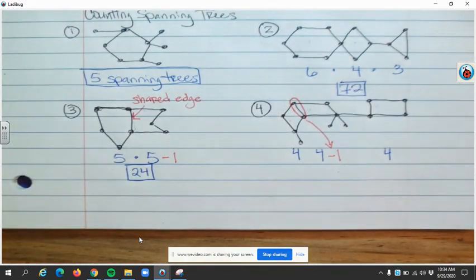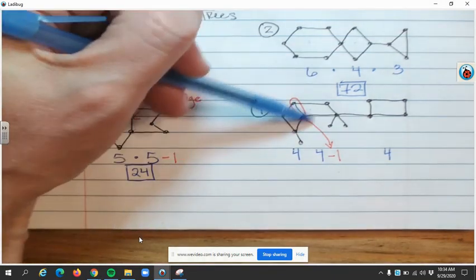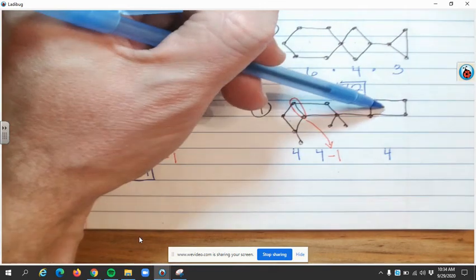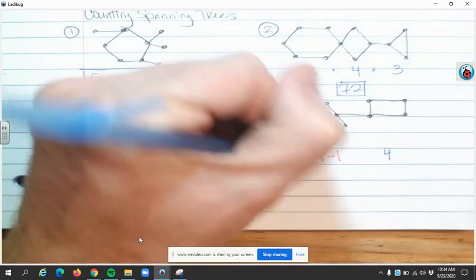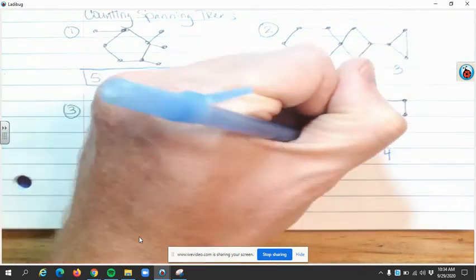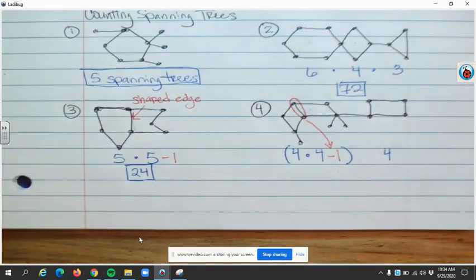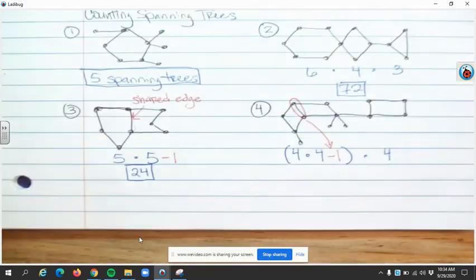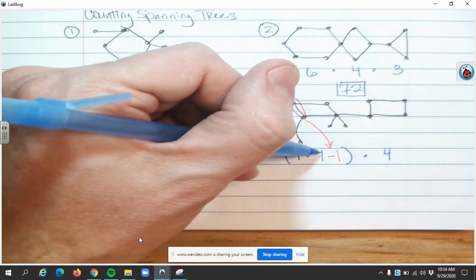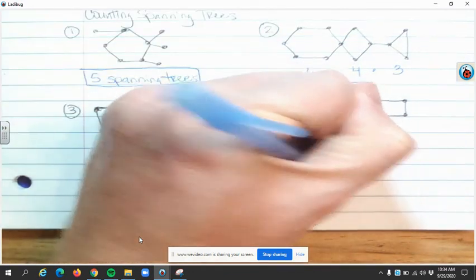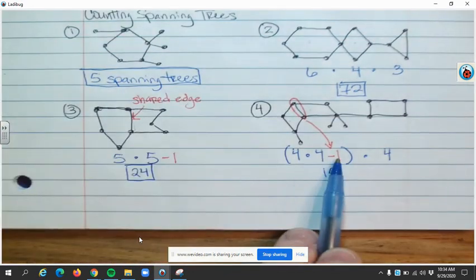So I want to think of it like order of operations. I want to think of it like I'm going to multiply first this section and then multiply this section. So first, the way I showed it, I want to do something first by putting it in parentheses. So I'm going to do 4 times 4 minus 1, and then I'm going to multiply by this 4 there on the end. So 4 times 4 is 16. 16 minus 1 is 15. Remember, do order of operations first. Don't do 4 minus 1 first.